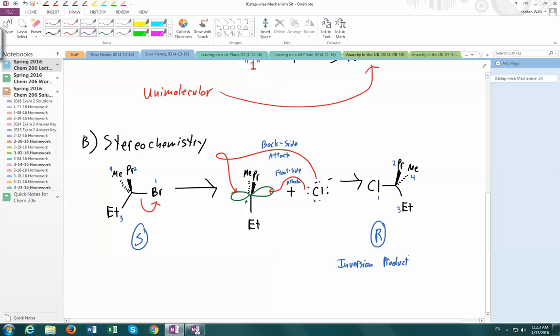It's our inversion product because mechanistically what happens to our 3 bystanding substituents is they're starting on the left and they end up on the right. And so we've inverted them from the left side to the right side through a backside attack.